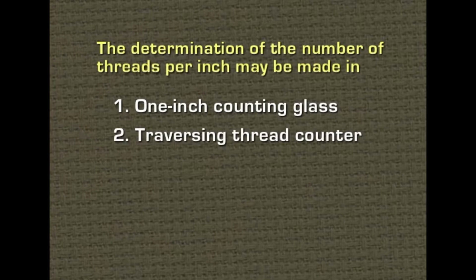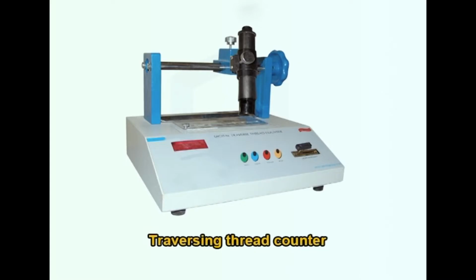And then there is a second method, that is a traversing thread counter, which is a travelling microscope. It is fitted with a pointer to aid counting. At present, modern computers with CCD cameras can also be used to count the number of threads accurately by simple modifications in their software.